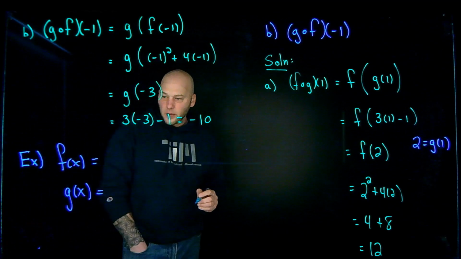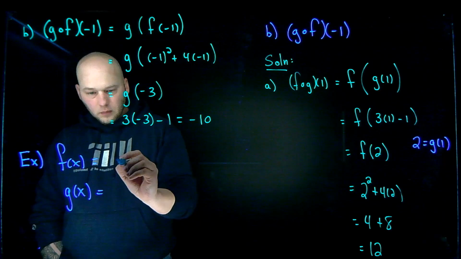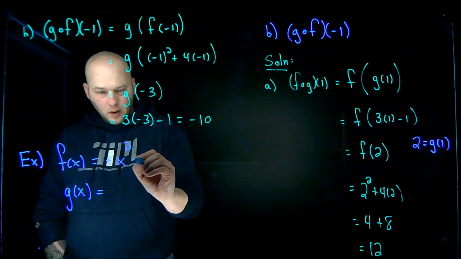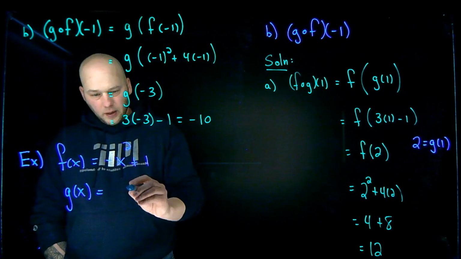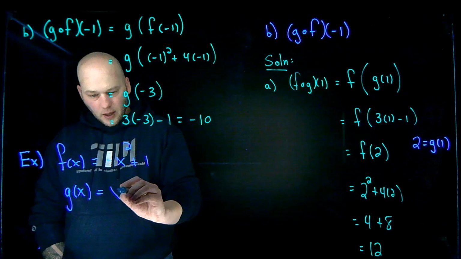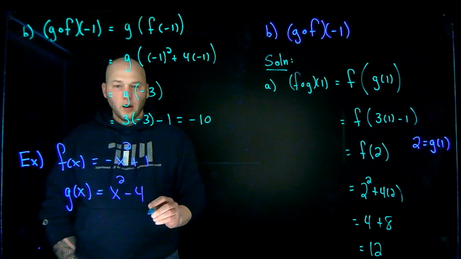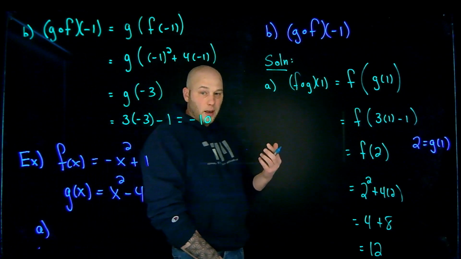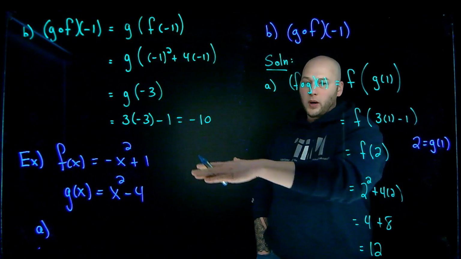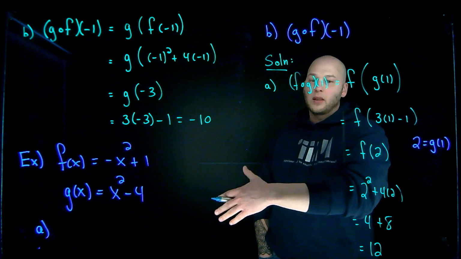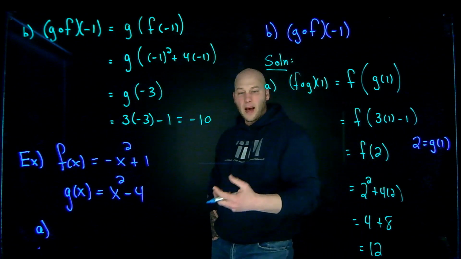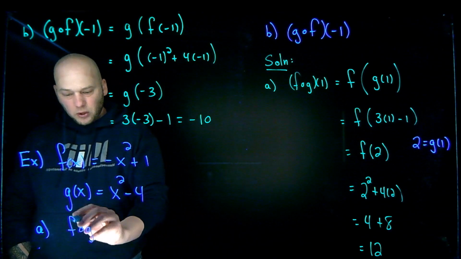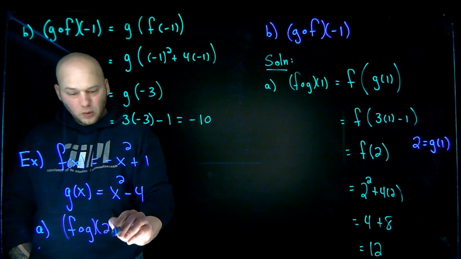Okay, this time let's say f of x is -x squared plus 1, and then g of x is going to be x squared minus 4. I'm going to put a variety of computations up here, and then why don't you go ahead and pause the video and work ahead to see if you can get the right answers, and then play it to see if we match. Part A, I want you to try f composed with g of 2.